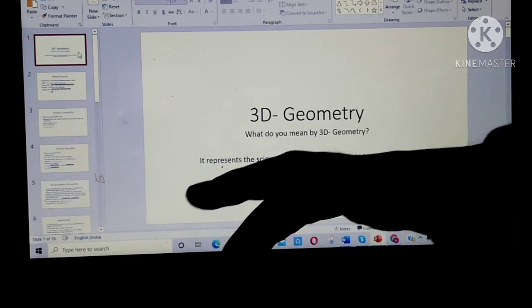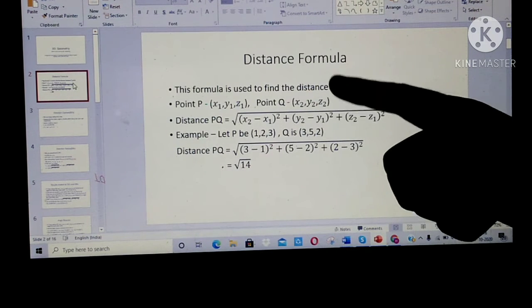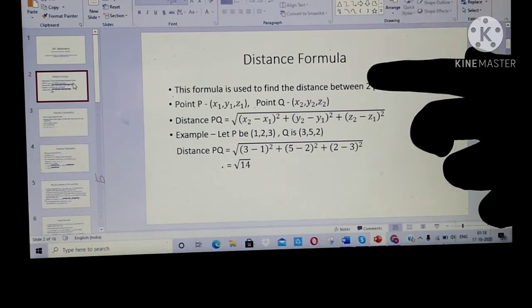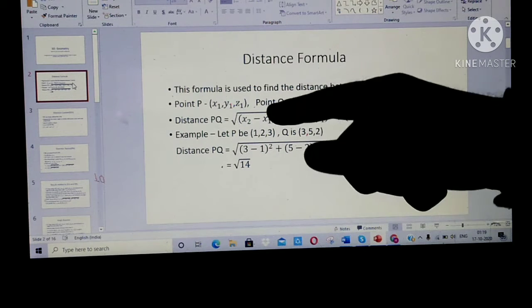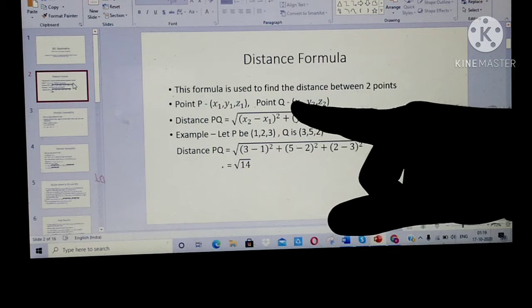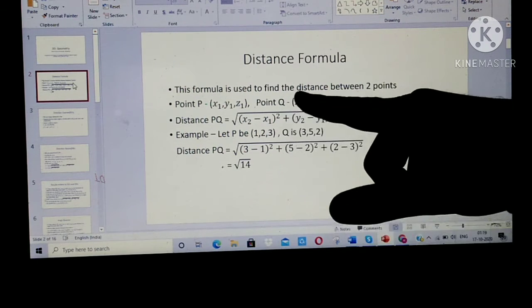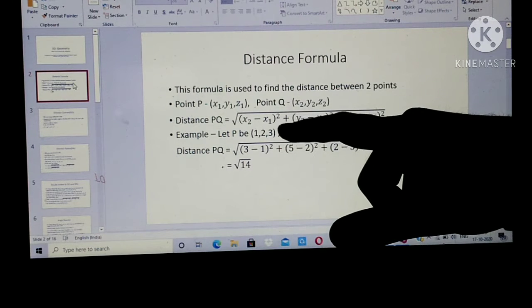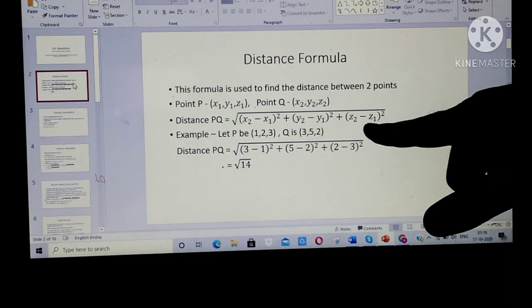If we go to the second slide, we have the formula used to find the distance between two points. In this slide, we are trying to find the distance between two points. We have a point P, which is x1, y1, z1, and a point Q, which is x2, y2, z2. To find the distance between these two points, we apply the distance formula: root of x2 minus x1 whole square plus y2 minus y1 whole square plus z2 minus z1 whole square.